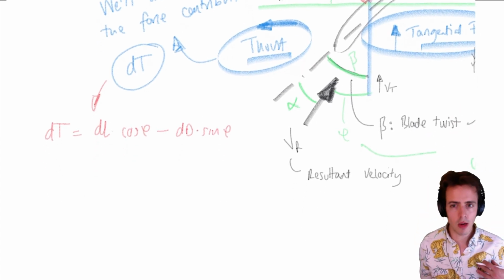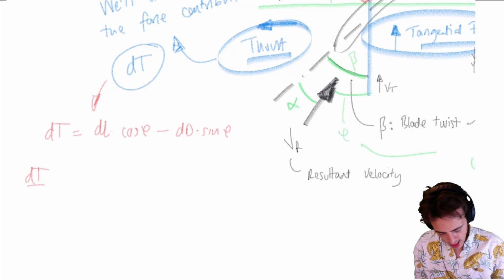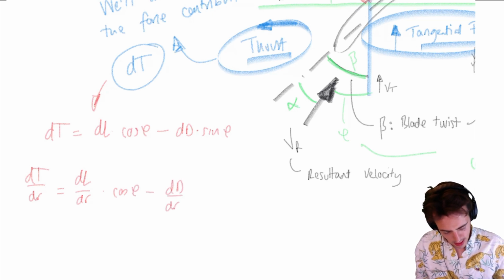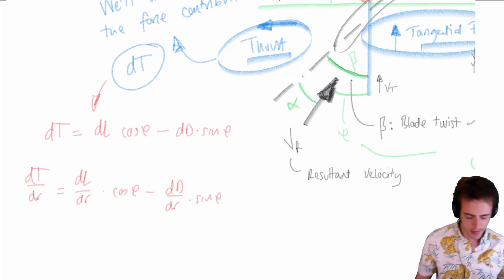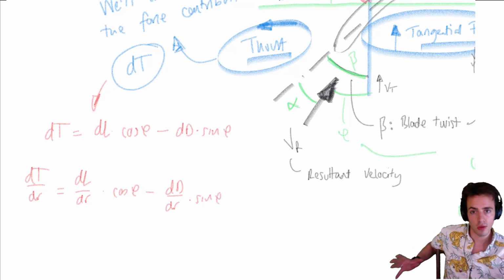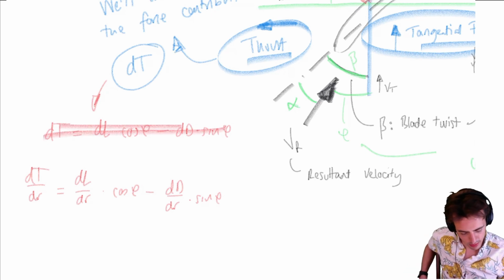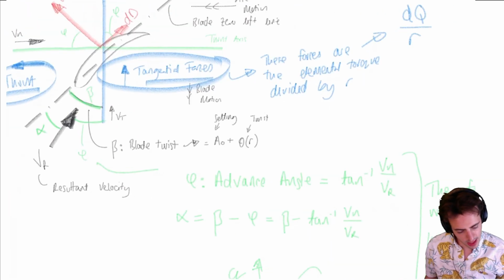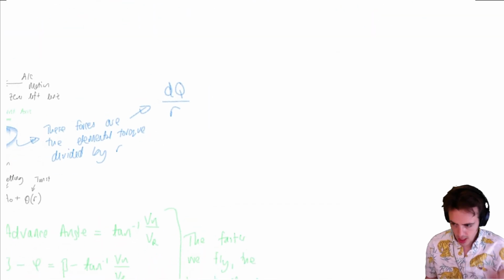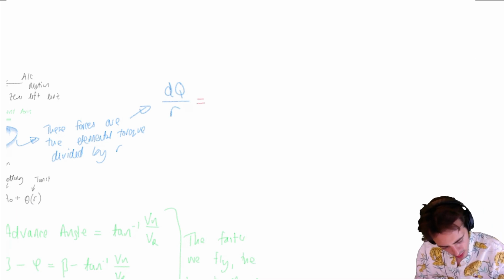Now I'm being a little bit naughty here with my nomenclature. I should really be writing dT on dr is equal to dL on dr cosine phi minus dD on dr sine phi. Okay, so those are all the rate of change of those as we go across the span. So I should be writing dT on dr there. So let's just cross that one out. We can then similarly say here that our torque contribution, dQ on r, is going to be equal to dD cosine phi plus dL sine phi.